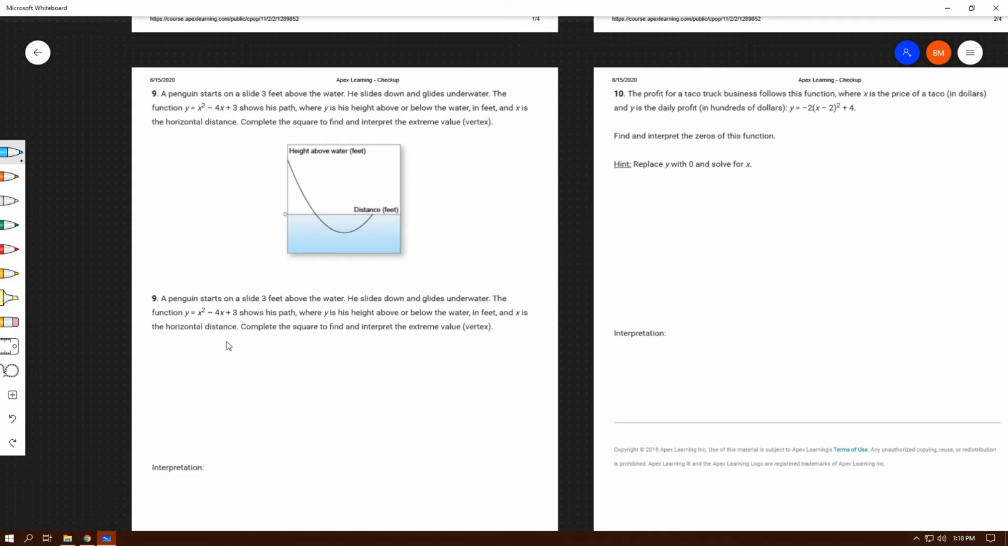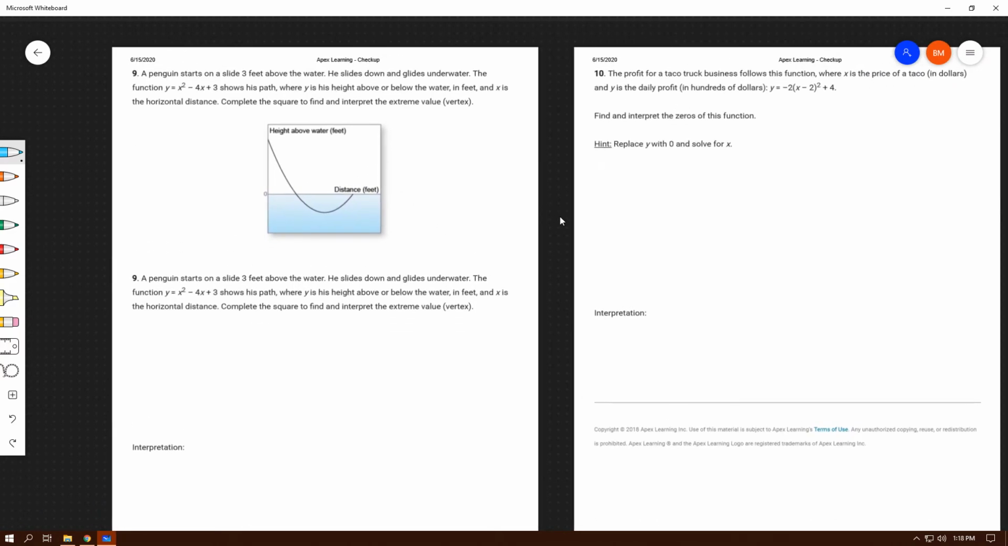Okay, so let's do question 9. A penguin starts on a slide. Sorry, I don't know why there's 2 of them. He slides down and glides underwater. The function y equals x squared minus 4x plus 3 shows his path, where y is his height above or below the water in feet, and x is the horizontal distance. Complete the square to find and interpret the extreme value, aka the vertex.